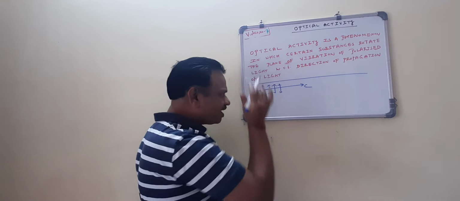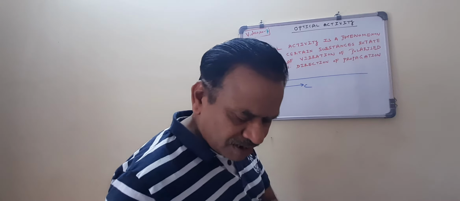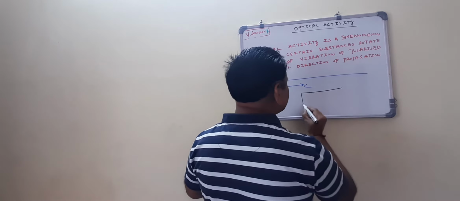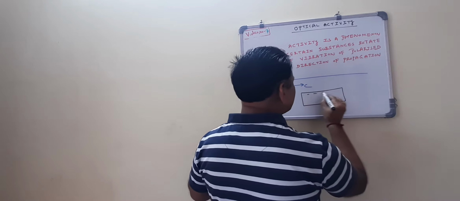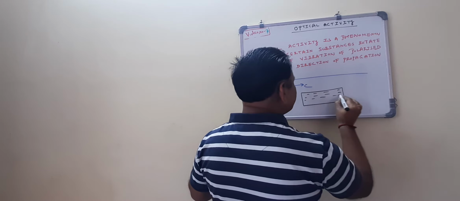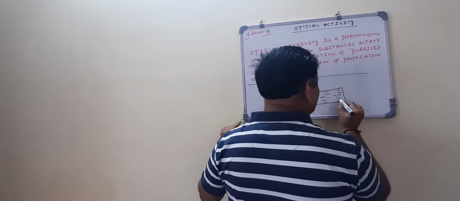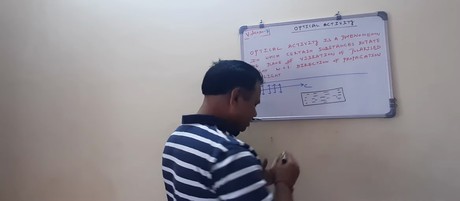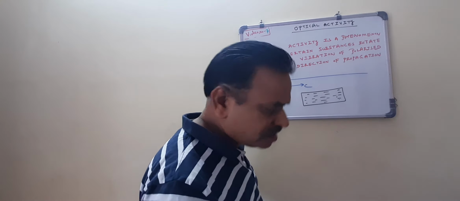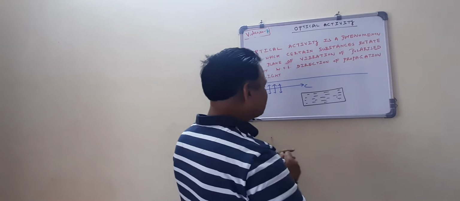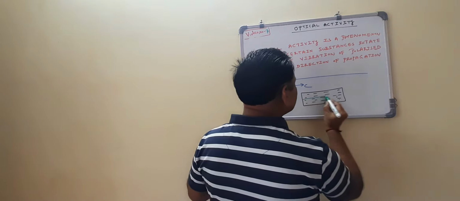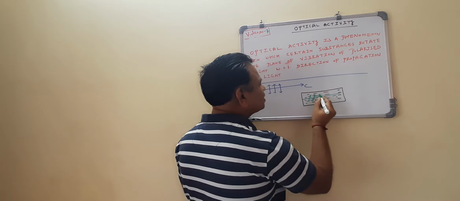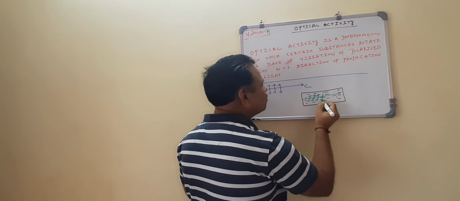When such kind of light is passed through any solution, some solution, I don't know what kind of solution it is, it may be cane sugar juice, or any sugar solution, or any juice. Whenever such kind of light is allowed to pass through it, what happens? The plane of vibration rotates.